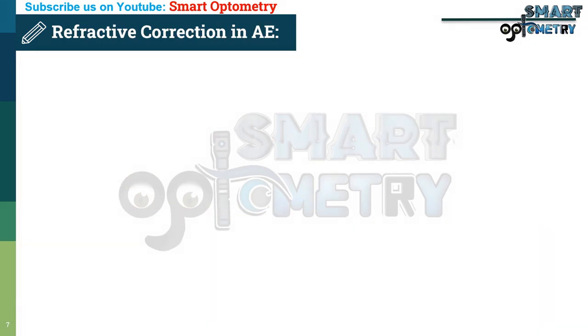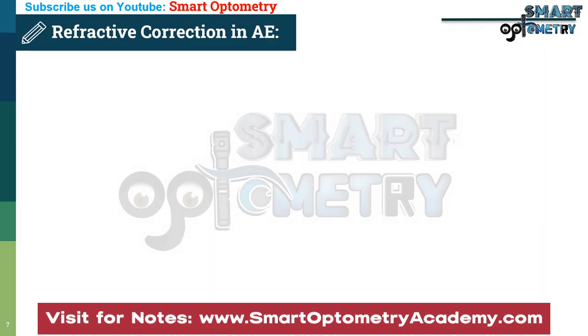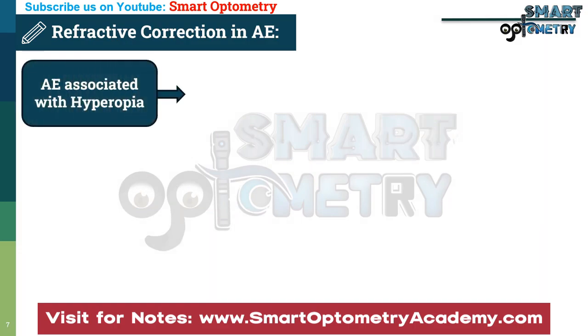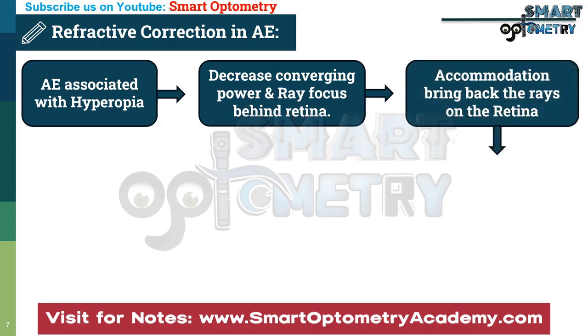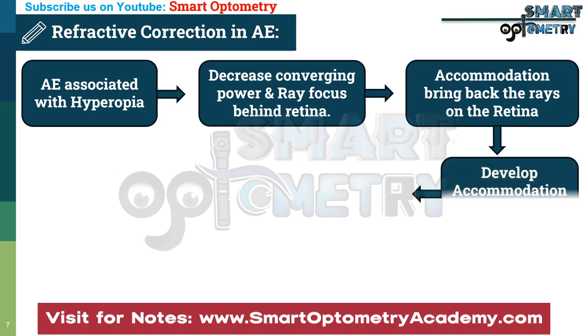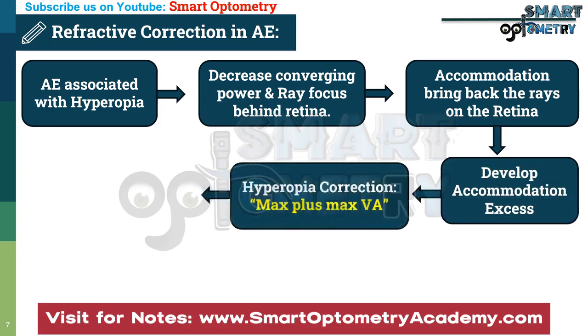How to give refractive correction in an accommodative excess patient. Accommodative excess is mostly associated with hyperopia. In hyperopia, the total converging power of the eye is decreased and rays coming from infinity focus behind the retina. When rays focus behind the retina, accommodation gets stimulated and brings the rays back onto the retina. But as accommodation has to work more than required to bring the rays onto the retina, it ultimately ends up with accommodative excess. To correct hyperopia, we can follow maximum plus for maximum vision.